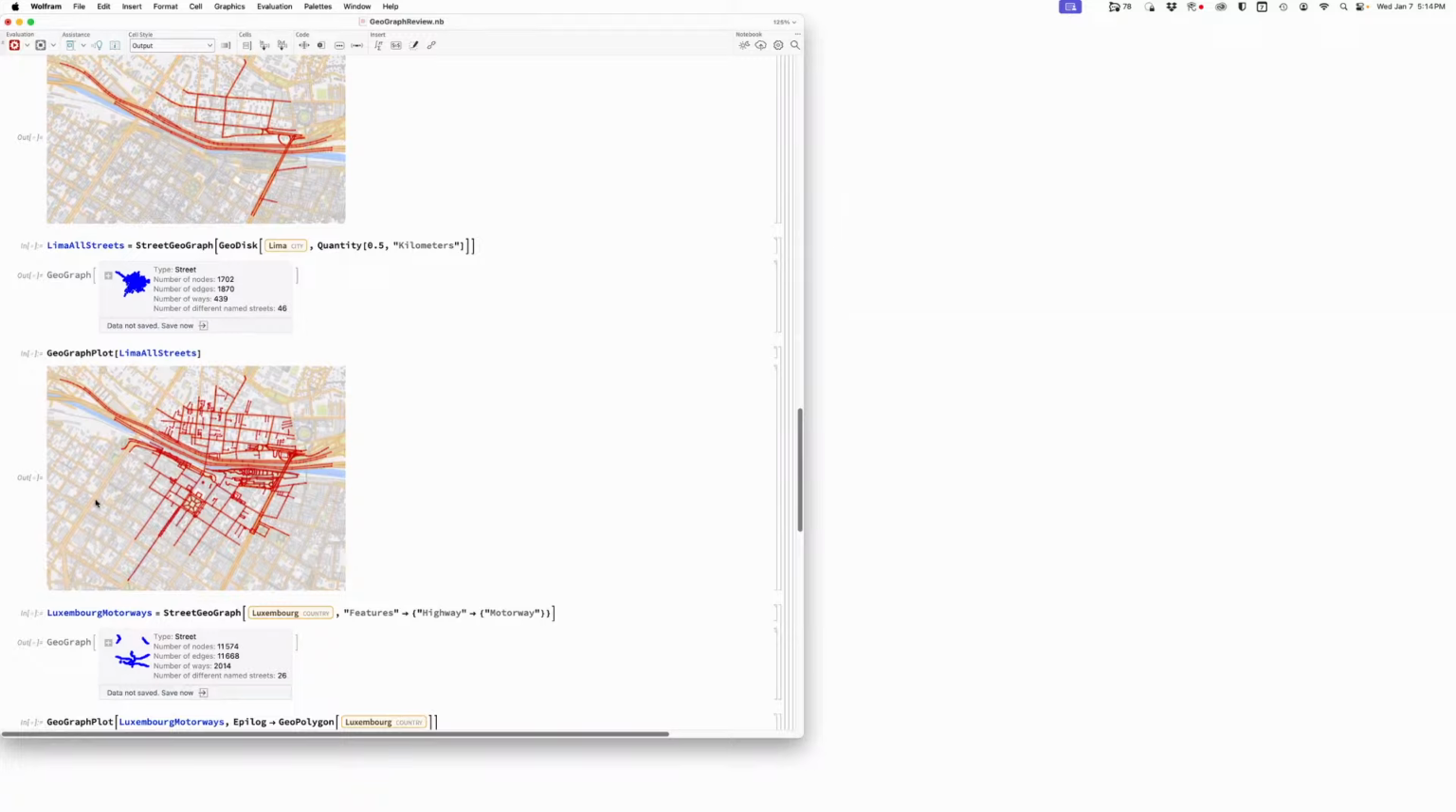Okay, what do you do for New York? New York, I tried, has almost 3 million nodes. So it uses around 20 gigabytes of memory.